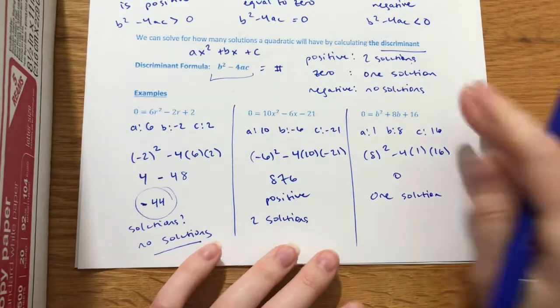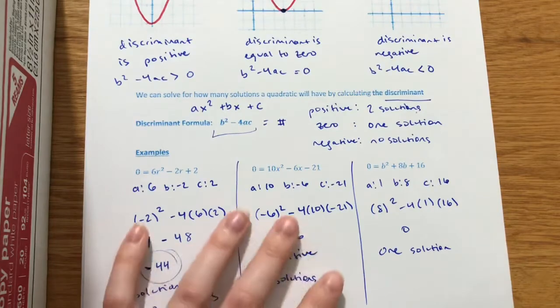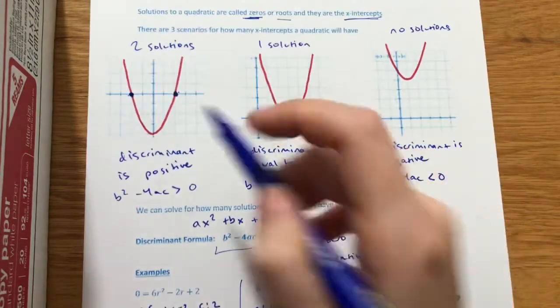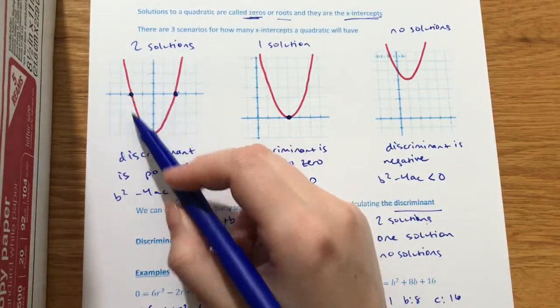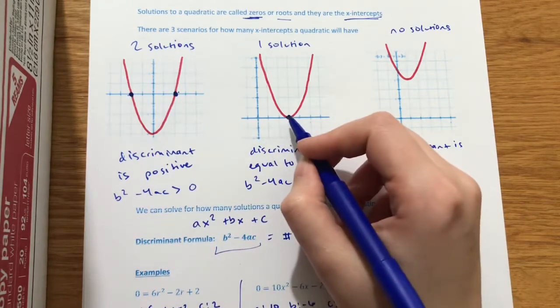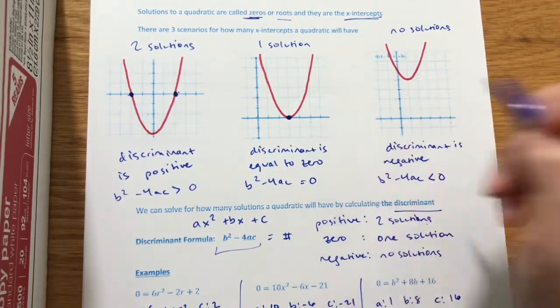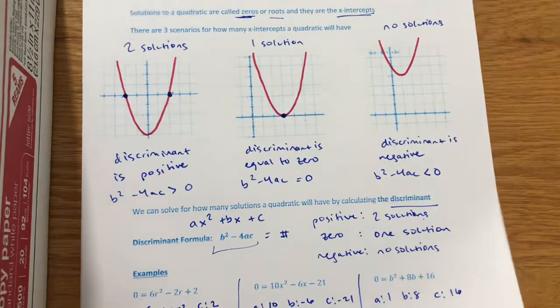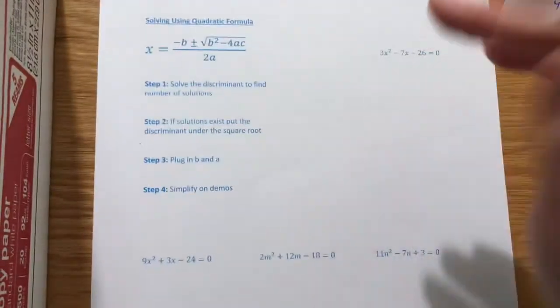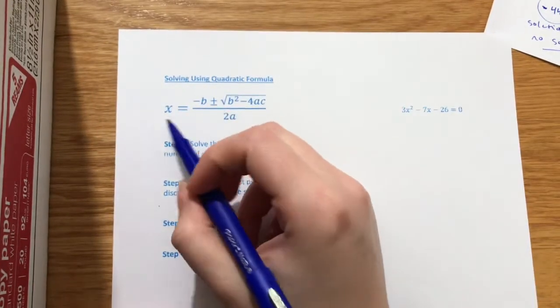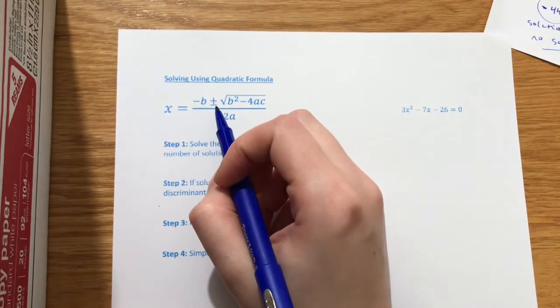Sweet. All right, so this is using the discriminant, and all that's telling you is if we graphed it, how many times would it cross the x-axis? Would it cross twice? Does it hit just once in one spot, or does it not cross at all and have no solutions? And so the reason why that's helpful is because up next we have this thing called the quadratic formula. So x equals negative b plus or minus.